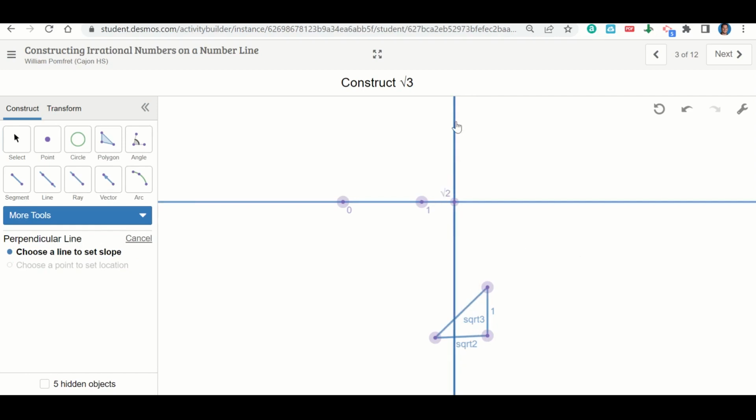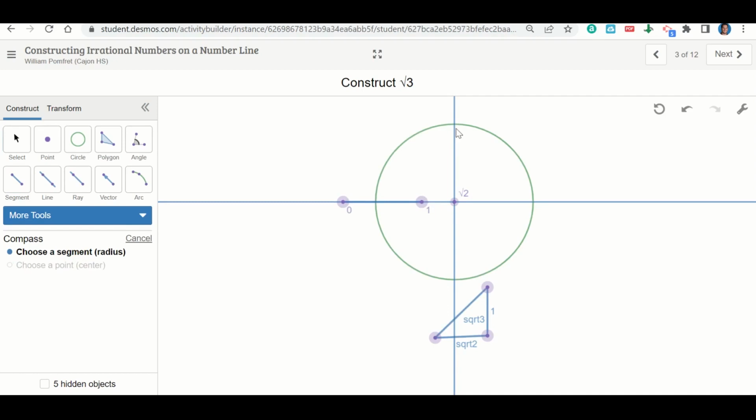Now I need to make this length here 1. So I'm going to make a segment that goes from 0 to 1. Now I can use that as my radius. So I'm going to go to more tools, compass. I want this length here. Notice if I put it here at 0, it goes through 1. And I want that to go with the center at square root of 2, right there.